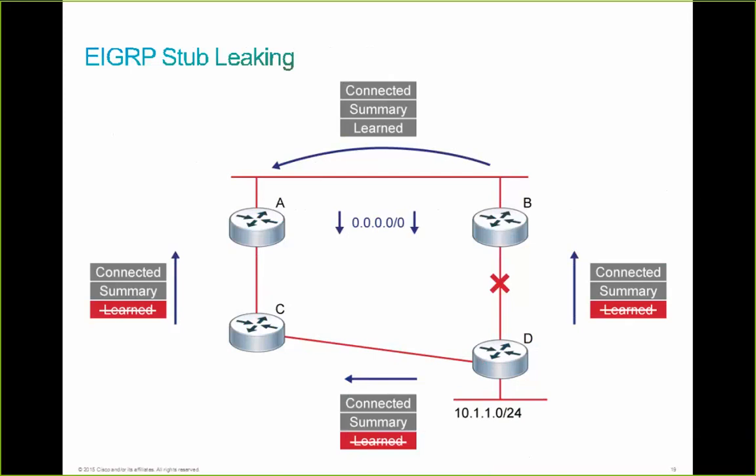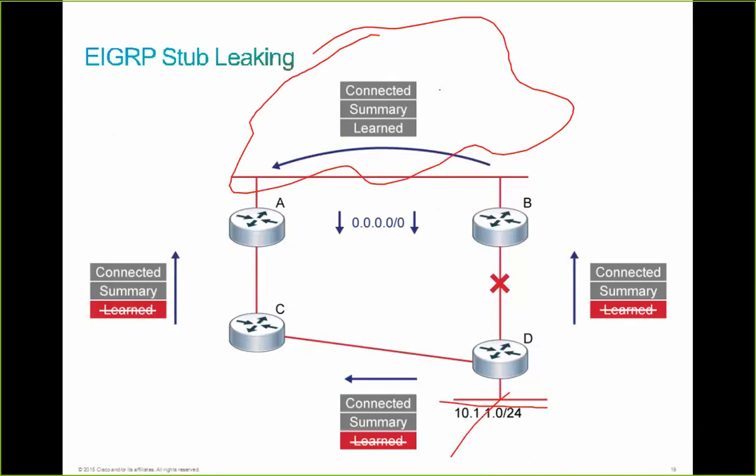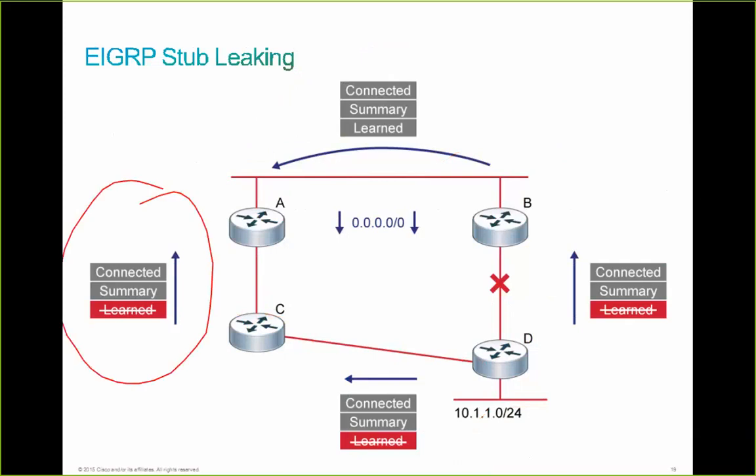Again, these diagrams are kind of crappy, but here's the core network. The core network's not going to be able to get to that destination because it's no longer being advertised, because of the stub configuration of router C. We can see that it's doing connected and summary in this case. So router C is going to receive the 10.1.1.0 subnet from router D. So router C is going to know that the 10.1.1.0 subnet exists. But it's not going to advertise it to router A because it's configured as a stub router. They do not advertise learned routes. They only advertise connected and summary routes.